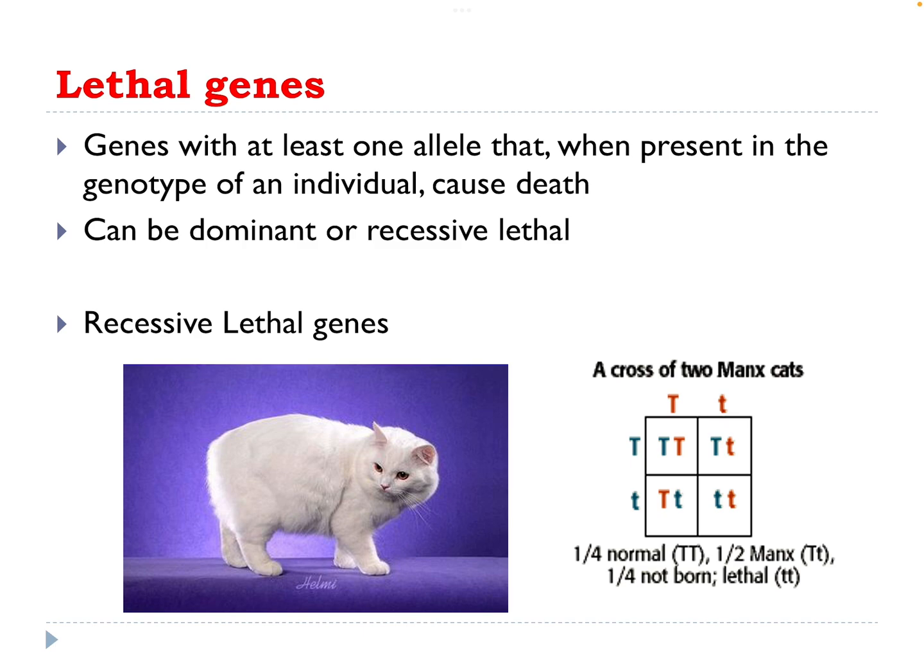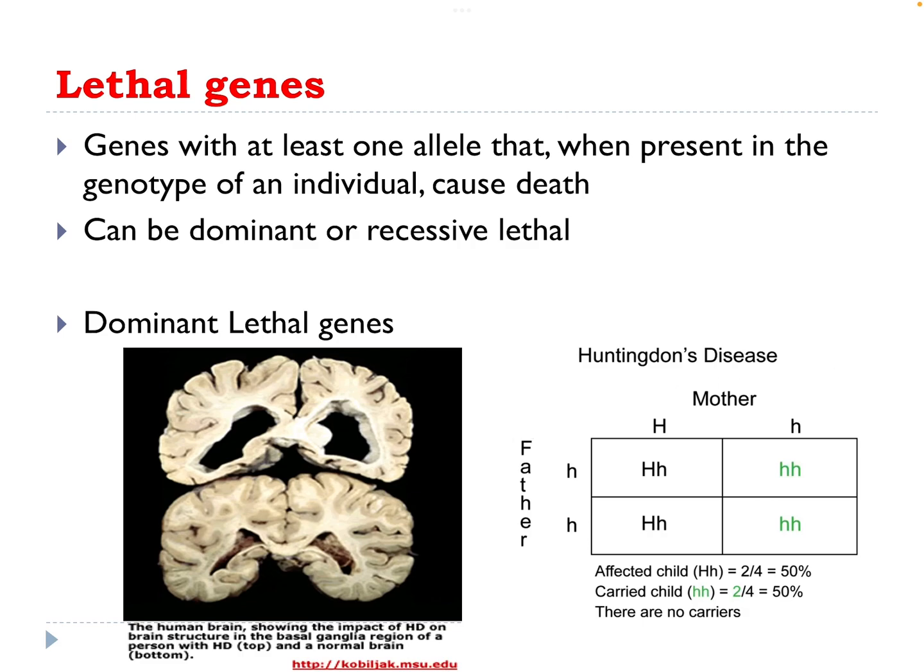We also have the lethal genes. These are genes with at least one allele that, when present in the genotype of an individual, causes death. It can be dominant or recessive lethal. The perfect example is Huntington's disease. If the father is recessive for Huntington's disease and the mother is heterozygous, you will produce 50% affected children and 50% normal children.